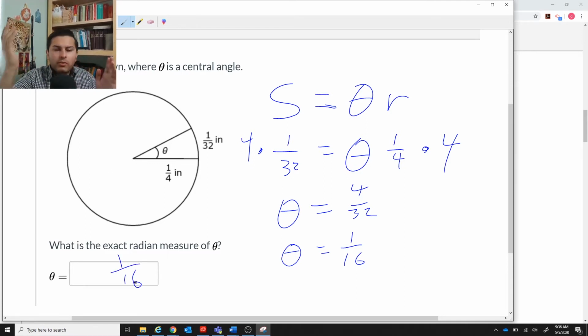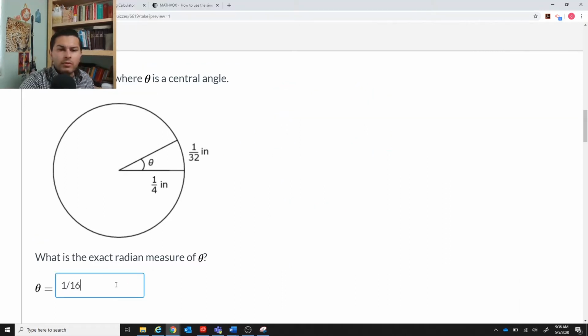It's not going to be pi over 16 or 1 pi over 16 because we didn't get a pi out of this. This is our answer to this question, 1 over 16.